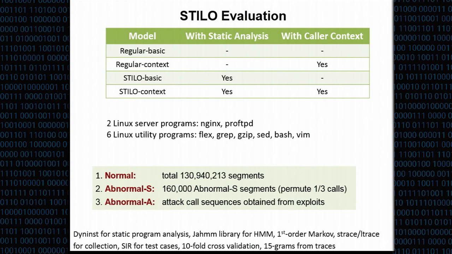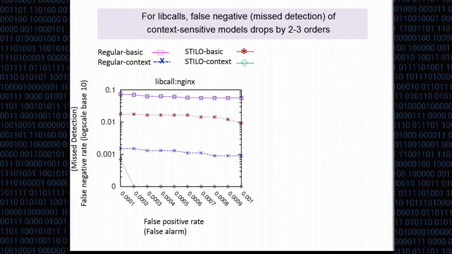For the test data set, we have normal traces. In this context, we tested some Linux server programs and Linux utility programs, both synthetic traces and real-world reproduced attack traces. We tested four models, and the reason I show this is to give some sense of how one could structure the experiment evaluation.